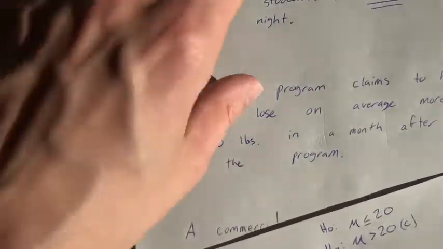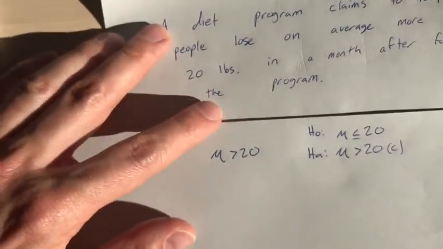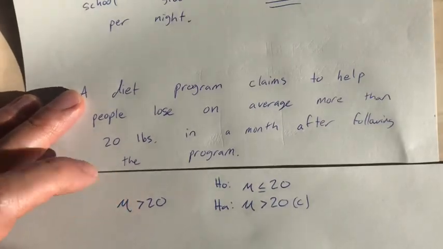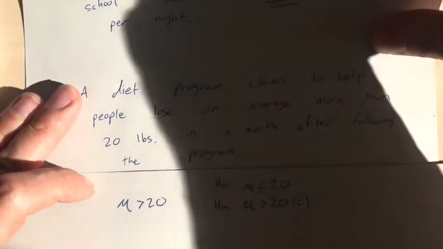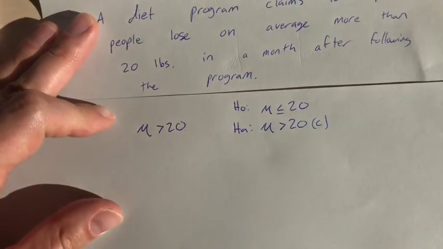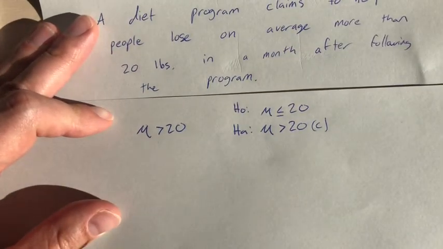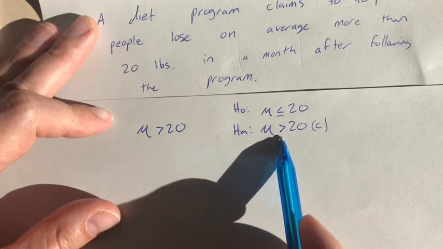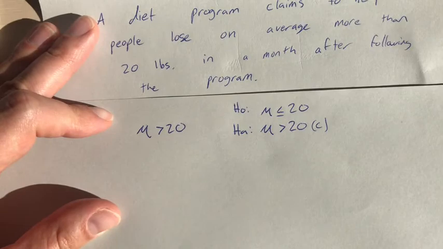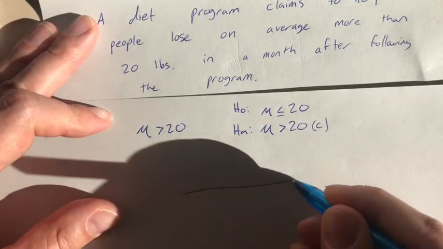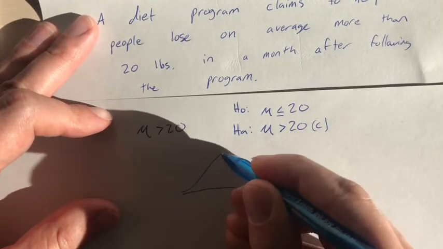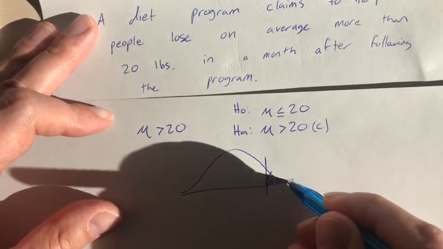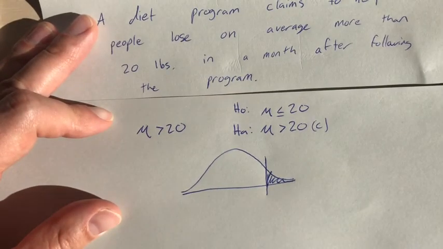Okay, let's go to the second one. The second one, again, is our diet program. Our claim is the alternative this time because of just the way the symbols worked out. Based on this alternative, because I'm looking at my alternative, I see a greater than sign, so this is going to be a right tail test. So again, bell curve, but this time I'm only going to do a boundary on the right-hand side and then shade to the right. That would be a right tail test.